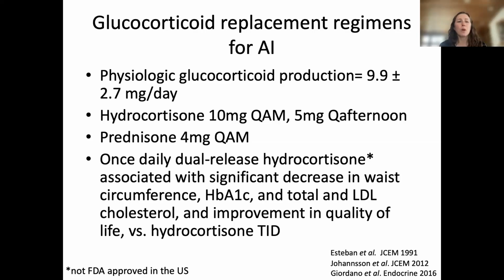But in Europe, a once daily dual release hydrocortisone is approved, which is taken in the morning, and it's reported to have a more physiologic cortisol profile by avoiding the peak drug levels, reducing the afternoon evening exposure, and reducing the overall exposure by 20%. In studies, it's been shown to be associated with a significant decrease in waist circumference, hemoglobin A1C, cholesterol, as well as an improvement in quality of life compared to hydrocortisone TID.